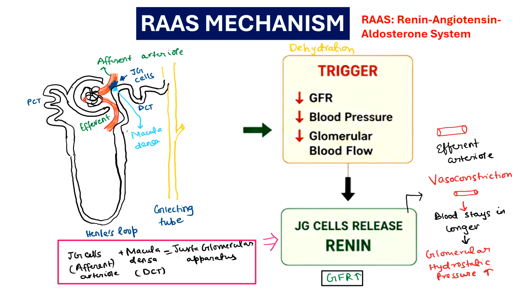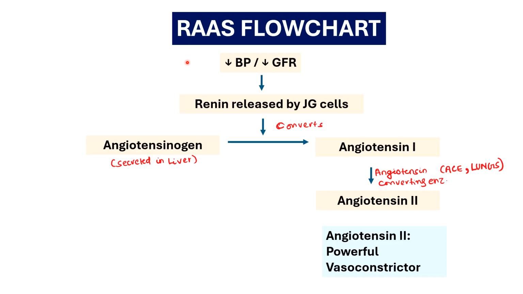As the blood stays in the glomerulus for a longer time, what will happen to the GFR? The glomerular hydrostatic pressure will increase. That in turn will increase the GFR. Clear? So that is all about the renin system. Let's now look at the pathway this renin will activate. Let us now look at the complete RAAS pathway.